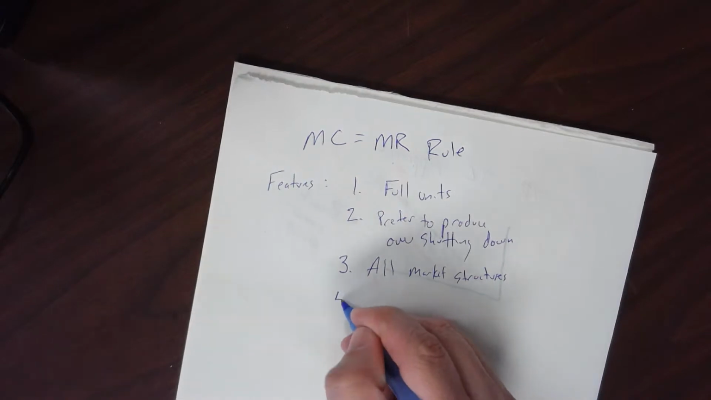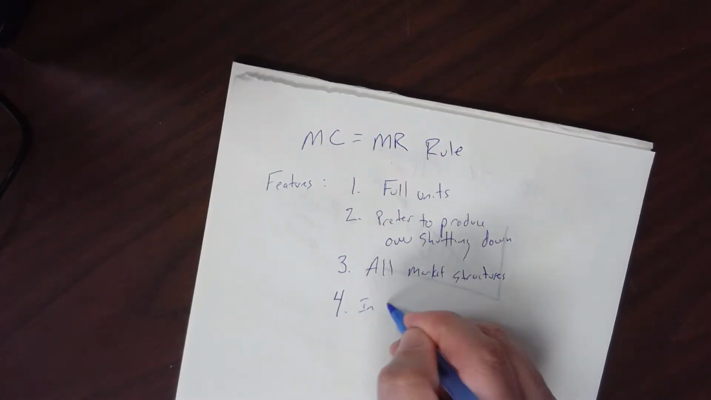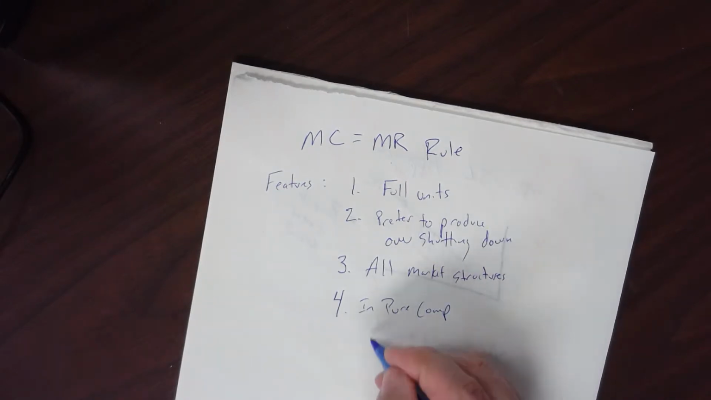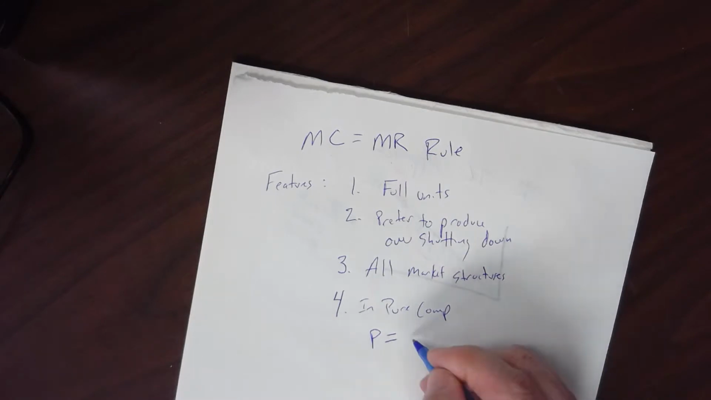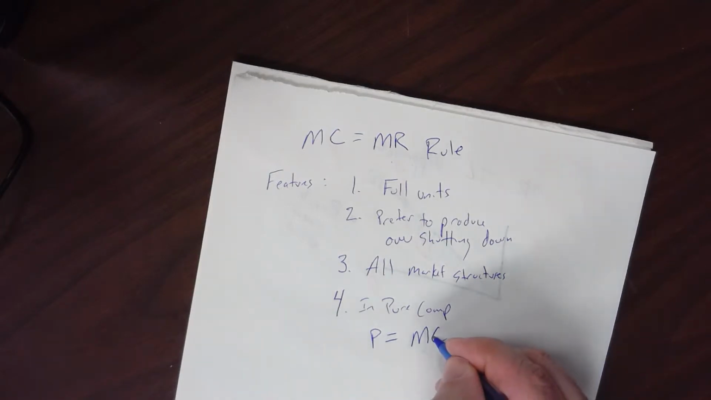But the 4th feature is only in pure competition, and that feature is price is equal to your MC. All right? So price is where MC will meet up.